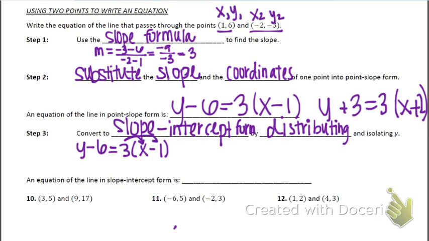And I'm going to distribute 3 into the parentheses. So that's going to give me y minus 6 equals 3x minus what? 3. And I want to isolate y because slope-intercept form is y equals mx plus b. How am I going to get y by itself over here? Plus 6. So add 6 to both sides.